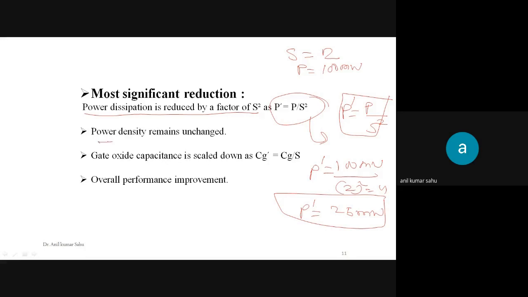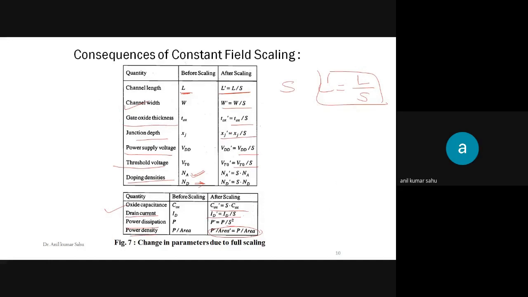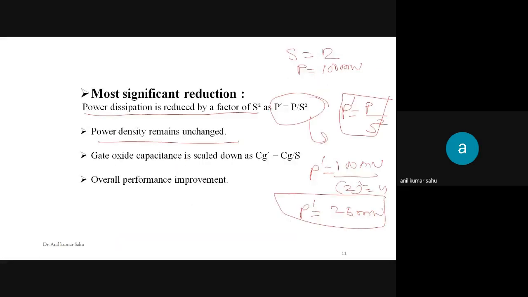Now power density remains unchanged. We have seen that here the power density remains unchanged, so there is no multiplication with S, right? Here the gate oxide capacitance is scaled to Cg by S, right? So the overall performance is improved. Using the scaling, overall performance is improved.